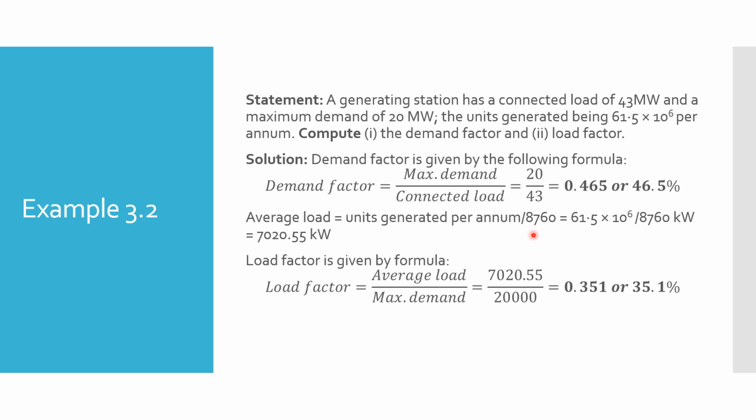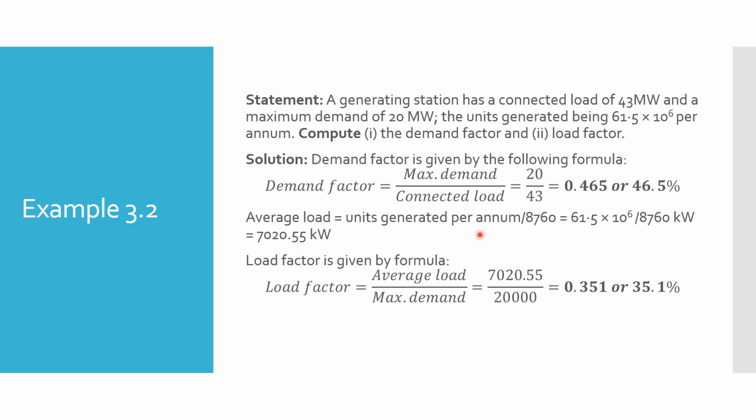If in papers I give you that the plant was in operation for 5000 hours in a year, then you cannot compute average load by units generated per annum divided by 8760. You have to put units generated per annum divided by 5000. In that case, you can clarify this if you want in the QA sessions.